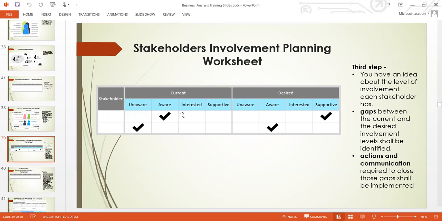So, for instance, if you find out that a stakeholder is not interested, you can see here, this is unaware, this is aware, this is interested, this is supportive. But say the stakeholder is not interested through his activities, you can see that he's not interested and he's not being supportive. That can be very frustrating within a project. So what do you do? You work hard to get their interest and to get their support. That is what we use this involvement planning worksheet to do.